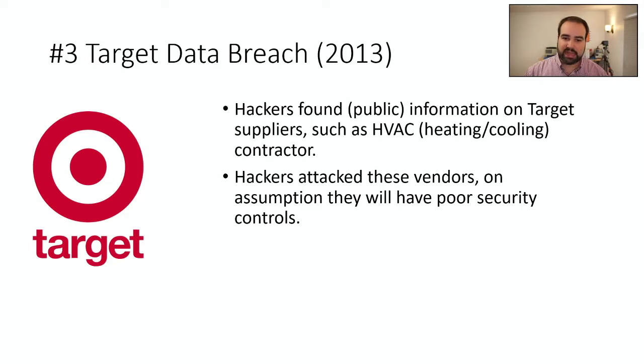How they did it is they looked up public information on some of the suppliers. So the heating and cooling system. Target has huge buildings. They have refrigeration systems, obviously. So they're going to have vendors that manage all that for them. On the assumption that these vendors would be smaller and have poorer security, which was a pretty good guess, they attacked these vendors, which they could then use to get into Target.